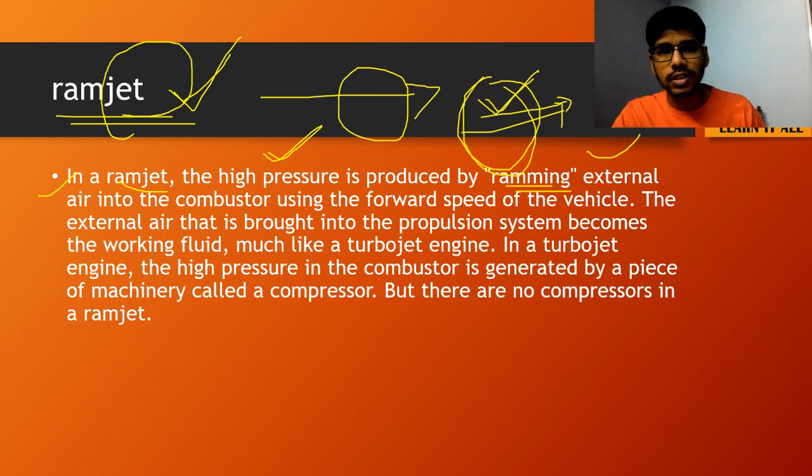Obviously, the objects which are moving at supersonic speed use the ramjet engine, right? So what do you mean by supersonic? Supersonic is nothing but the velocity. If the velocity is greater than the speed of sound, we call it supersonic, right? We measure that in terms of Mach, M-A-C-H.